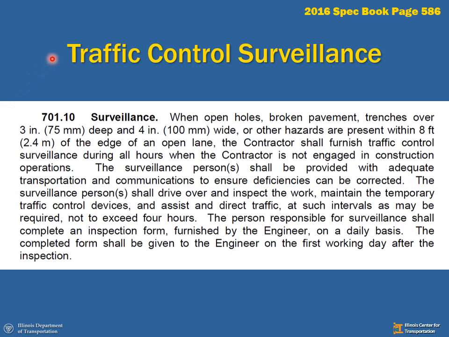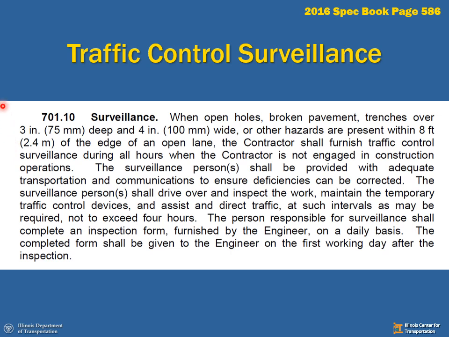Let's take a look at traffic control surveillance. We are in the spec book, page 586, in Article 70110, Surveillance. So when do we need surveillance? If you read this paragraph, you can see basically if we have a hole large enough for a motorcycle tire to fit in it, 3 inches deep and 4 inches wide, or other hazards are present within 8 feet of the edge of an open lane, the contractor shall furnish traffic control surveillance. Here is the important part: during all hours when the contractor is not engaged in construction operations.